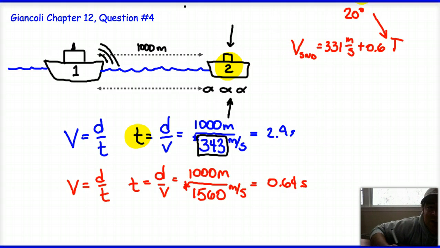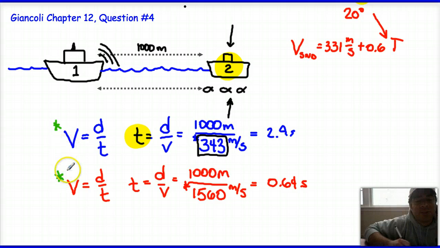So the purpose of this problem is, A, to see that you can still use velocity is equal to distance over time, some simple kinematics, constant velocity formulas to solve for these things, but also to see what a radical difference the time is based on the difference in these two speeds in water and in air.